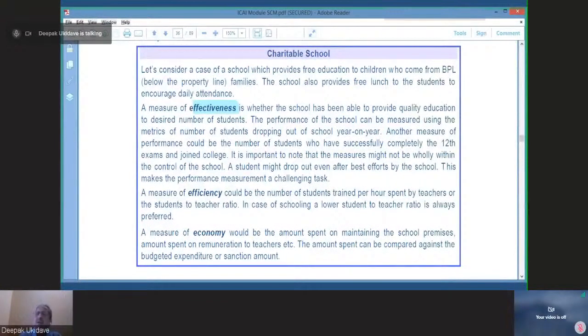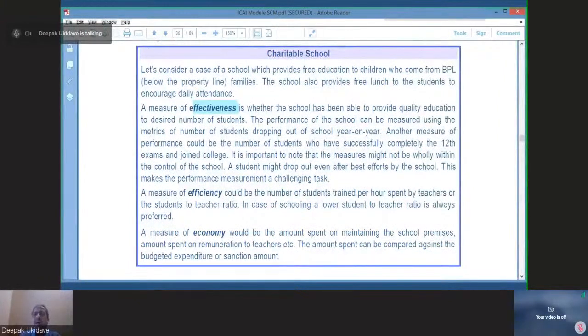So in spite of this also, it may happen that school has tried its best at providing quality education, but in spite of this, the students may drop out from the school. Now, this is something which is not within the control of the trustees. Right? Beyond certain point, you cannot help it. So it's again a challenging task. So now you understand how performance measurement is a challenging task in a not-for-profit organization.